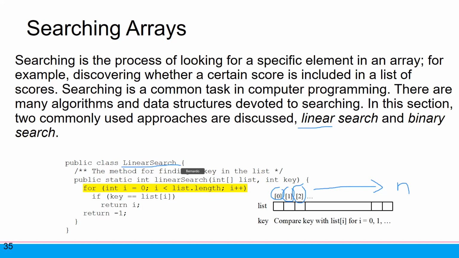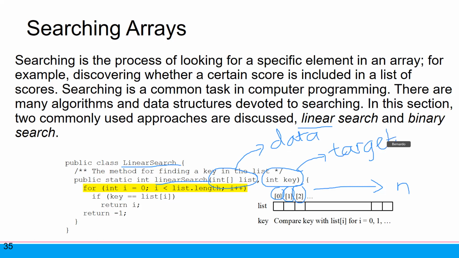So this is the class. Actually you can make a class LinearSearch, and then you have the method linearSearch. And there are two parameters. The first is an array, and the other is only a primitive data type, which is an integer. So in this case, this is the data, and then this is the target, or the specific number that you want to search.